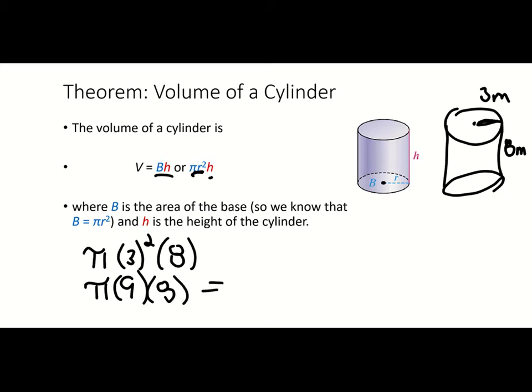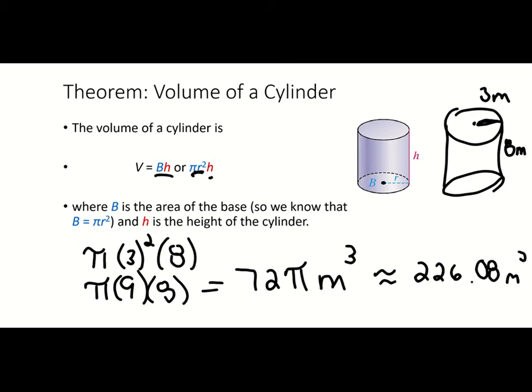Or if they wanted the exact answer, it would be 72 pi, and it would be meters cubed because it's volume. If they wanted approximate, I'm going to take the 72 and times it by 3.14. You could use the pi button. The approximate volume would be 226.08 meters cubed.